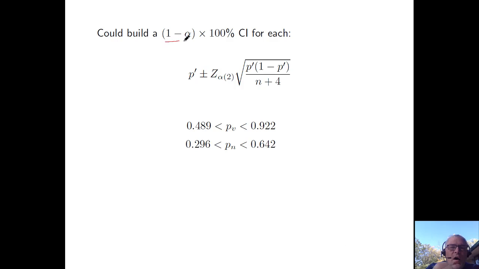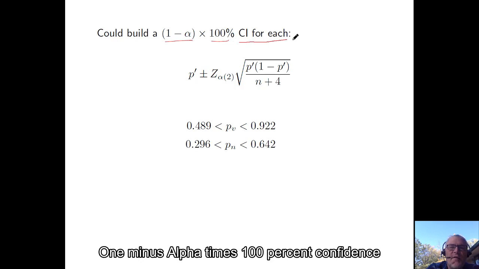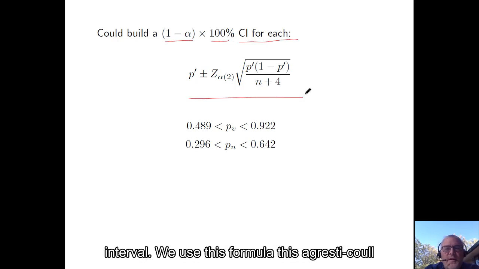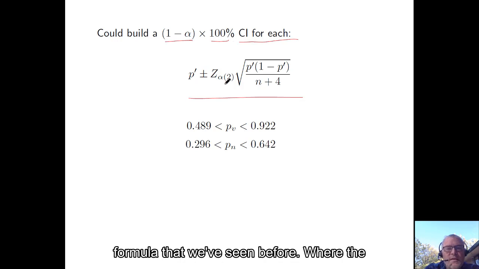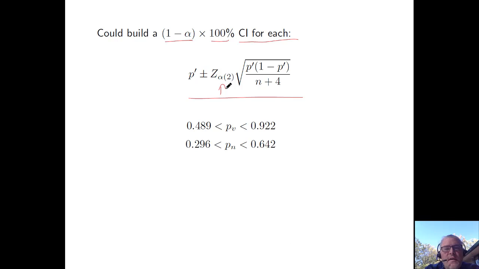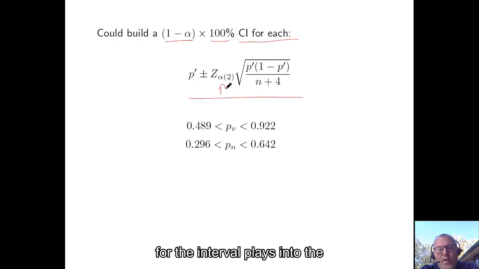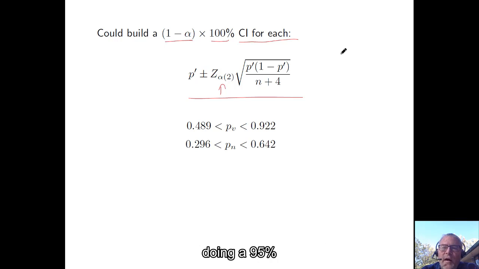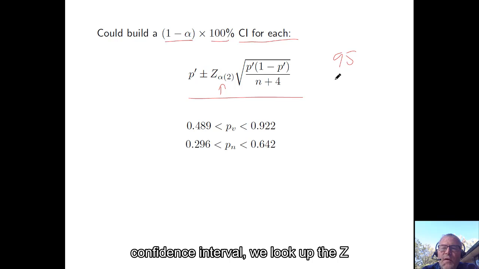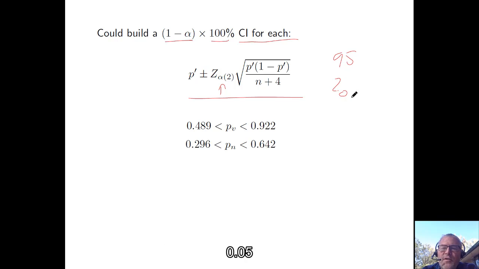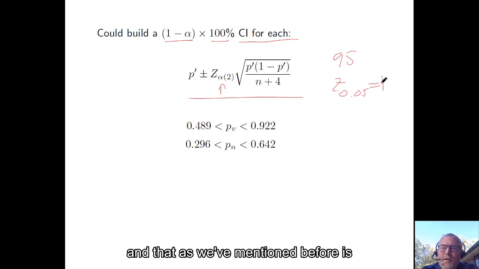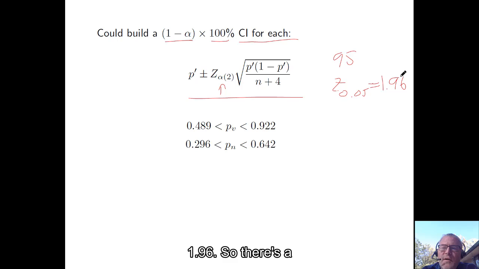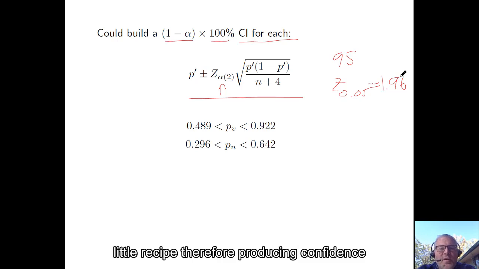So if we wanted a 1 minus alpha times a 100% confidence interval, we'd use this formula, this Agresti-Coull formula that we've seen before, where the alpha level, the confidence for the interval, plays into the z statistic that we put in there. So if we're doing a 95% confidence interval, we look up the z statistic for 0.05, and that, as we've mentioned before, is 1.96. So there's a little recipe there for producing confidence intervals.